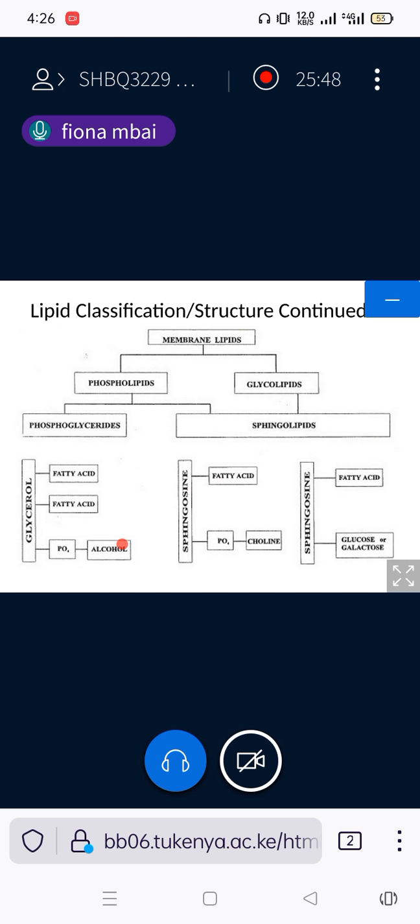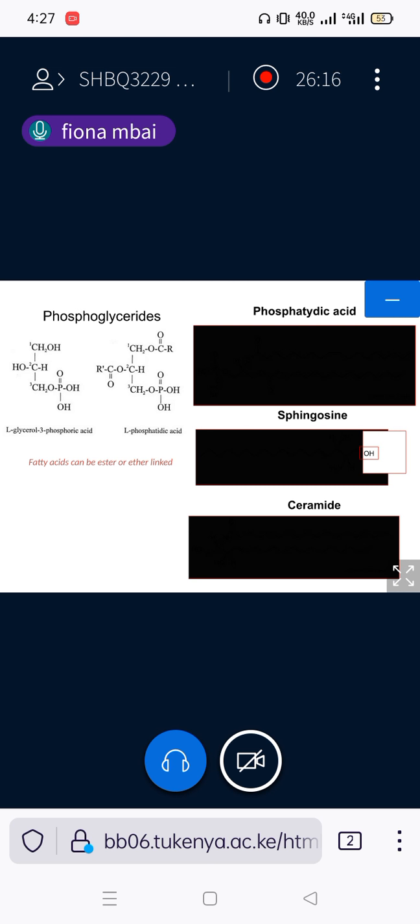Remember these, the ethanolamine, for example. And then sphingosine is found in sphingolipids with the fatty acid chain, the phosphate, and then this is choline. And you also have sphingosine with the fatty acid, which have glucose or galactose. So there are two types, the phospholipid types and the glycolipid types.